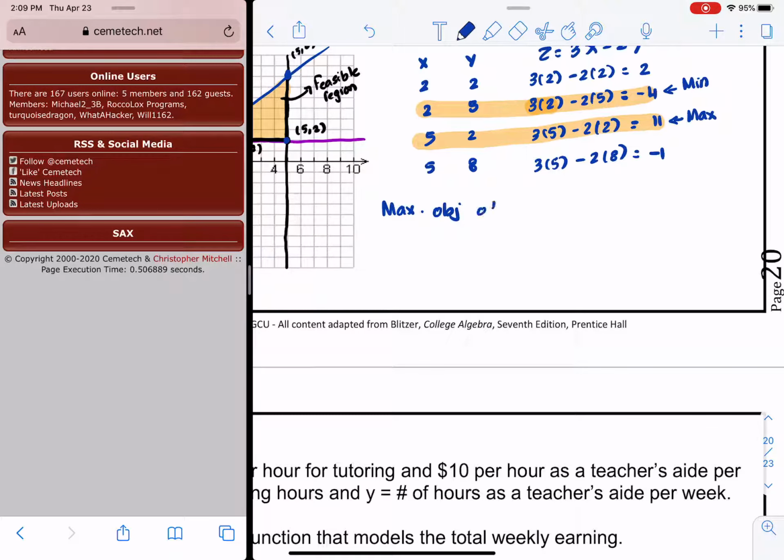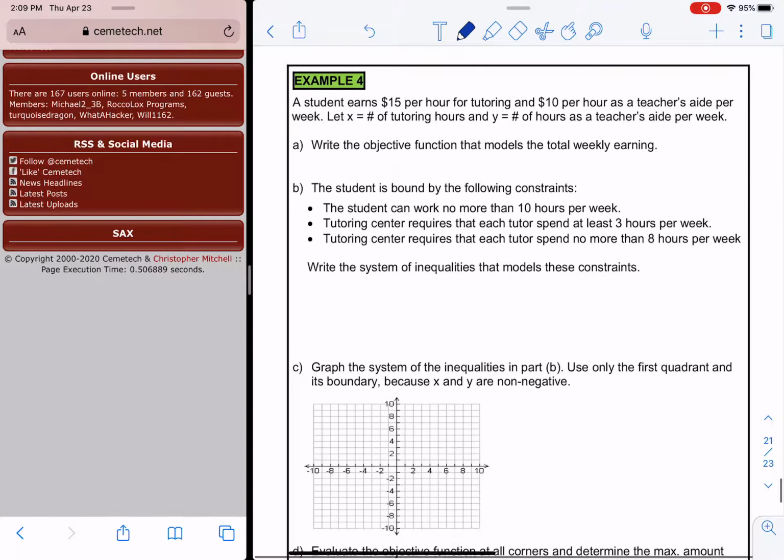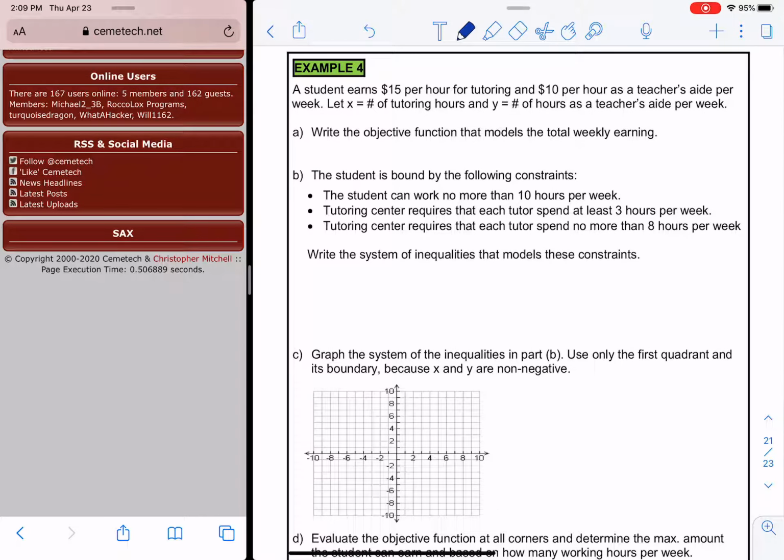Maximum objective of 11 at x equals 5, y equals 2. Minimum objective of negative 4 at x equals 2 and y equals 5. Oftentimes linear programming, or 100% of the time, it is used in optimization, in business applications and in logistics and such. So we have to translate the practical application to a mathematical expression or a mathematical program for us to go for the objective in a particular application.